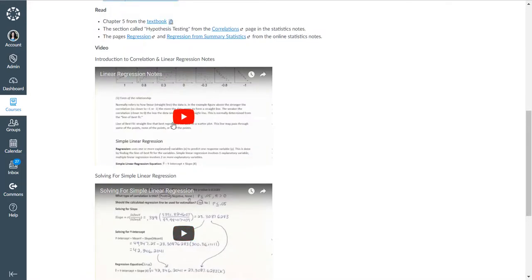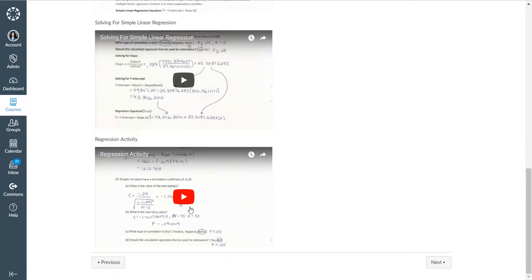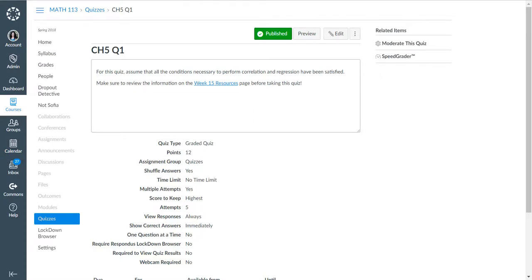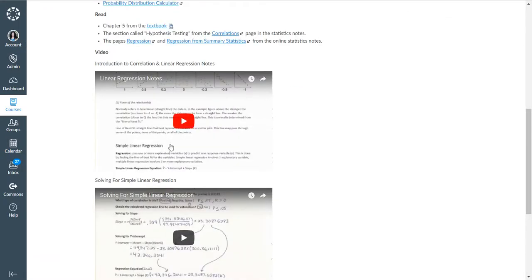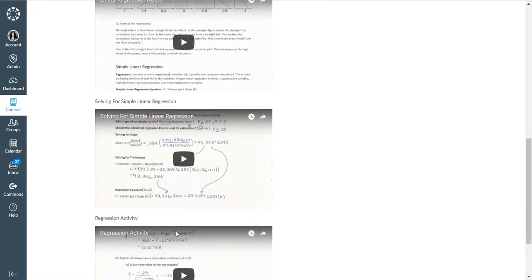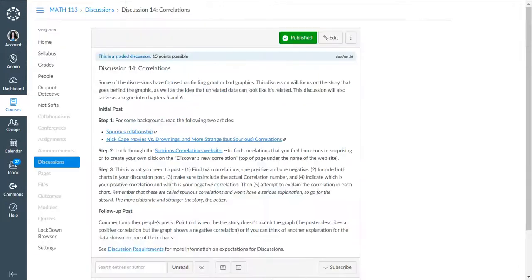The first quiz is the Linear Regression Notes, and the second quiz is the other two sets of notes, I guess. So first quiz, what is that? Chapter 5, Quiz 1. Okay, so Chapter 5, Quiz 1 is the Linear Regression Notes, and Chapter 5, Quiz 2 is the Solving for Simple Linear Regression and the regression activity. But what else do you have to do?